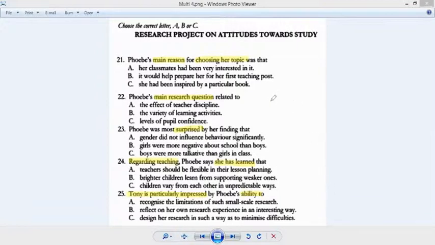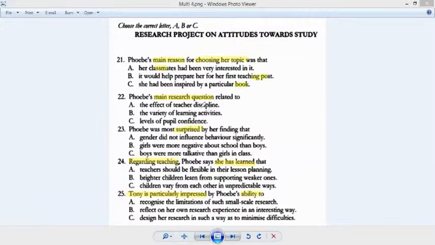All right. If you have a little bit of extra time, you can start to look through and sort of check and at least try to read the different options. So let's take a moment to read. Her classmates had been very interested in it. It would help her prepare for her first teaching post. She had been inspired by a book. Okay, so we can maybe see a couple keywords: classmates, teaching post, book.